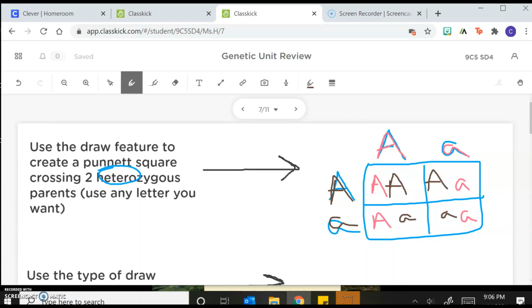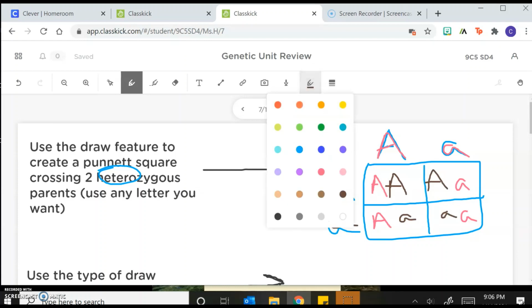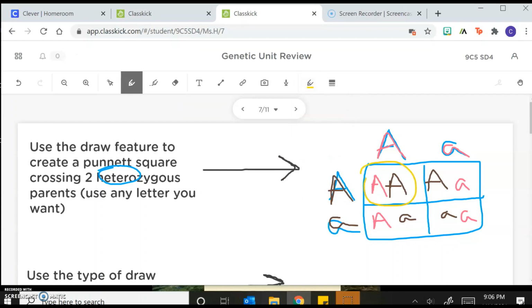Now, wow, I have 3 different genotypes. I have a homozygous dominant, a homozygous recessive, and a heterozygous. That is a lot of genetic variation. Let's look down at our next question.